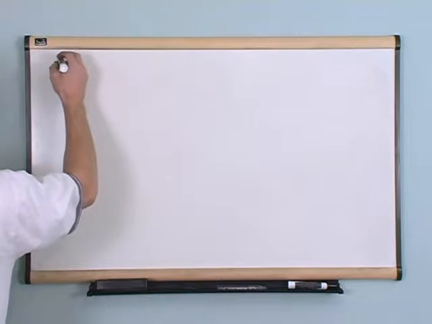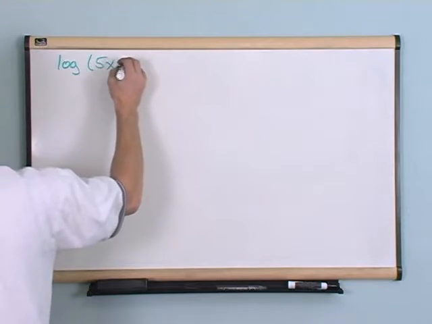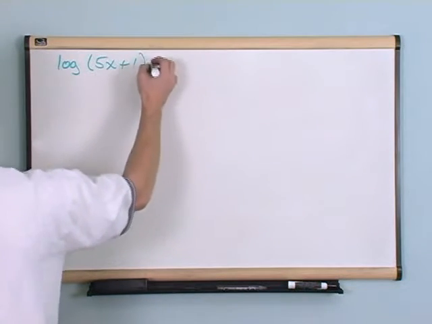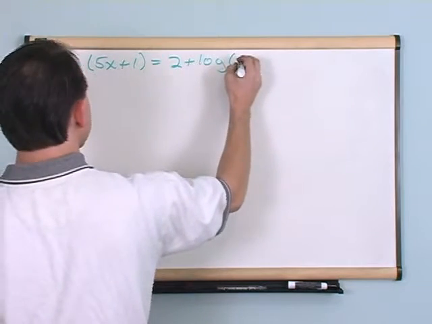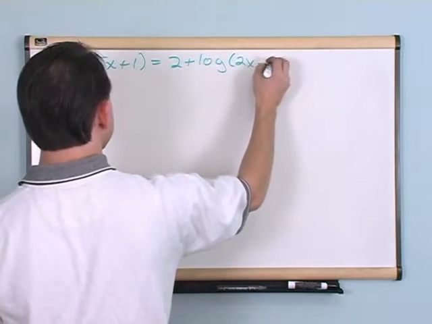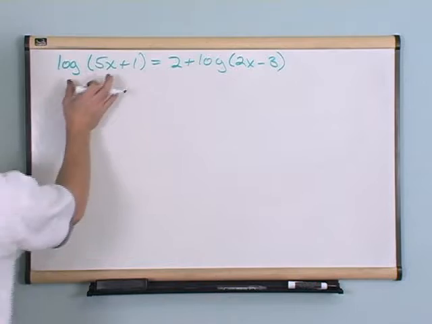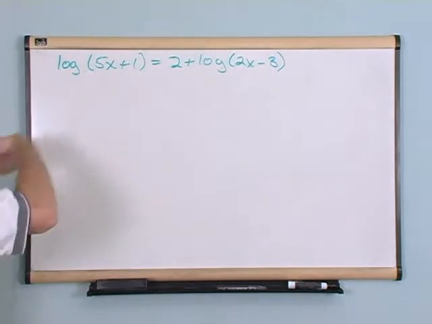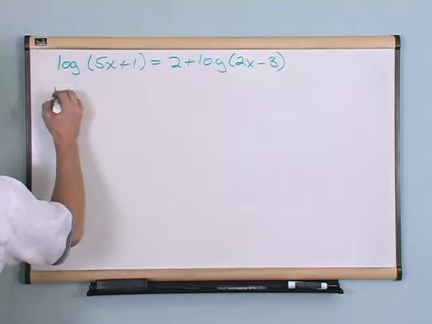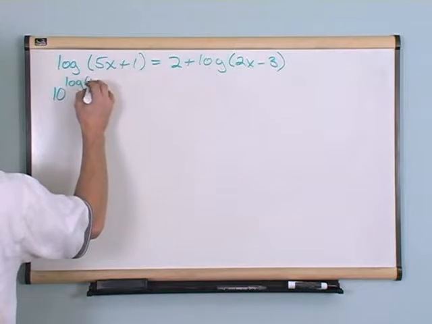What if you had log of 5x plus 1 equals 2 plus log of 2x minus 3? Okay. The question is, how would you solve that? Well, again, I've got my variables wrapped up inside these logs, and the opposite of a log is an exponential, so I'm going to raise both sides again with a power of 10.